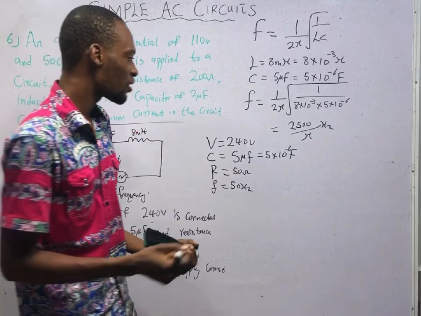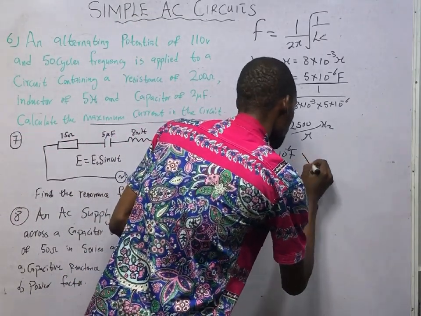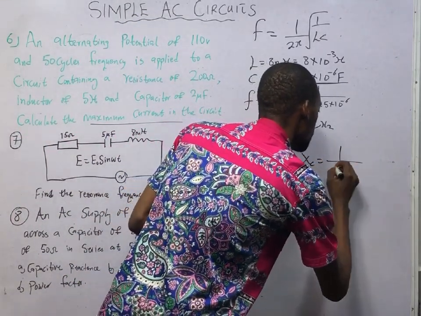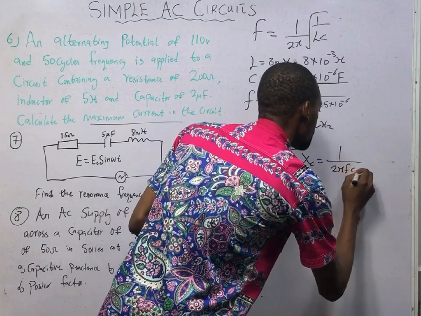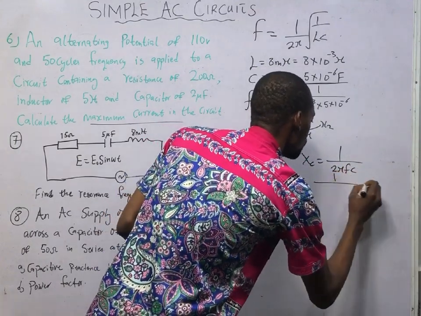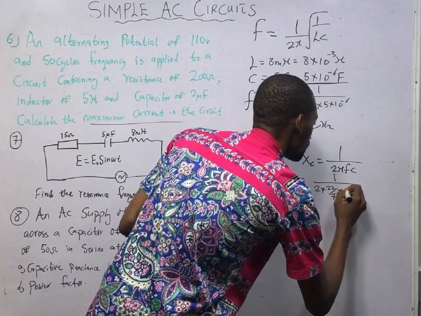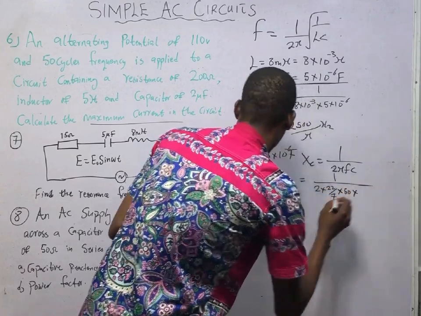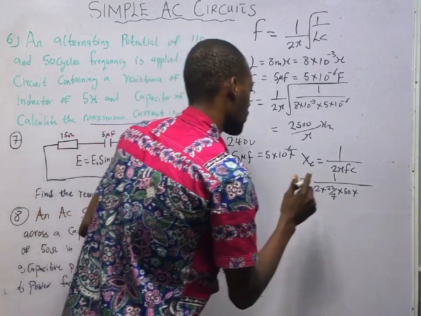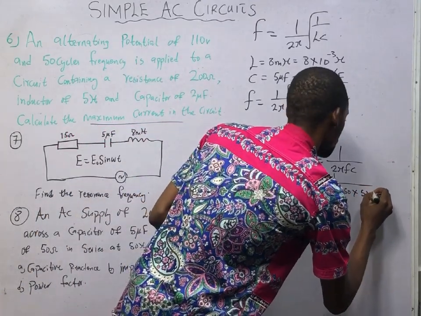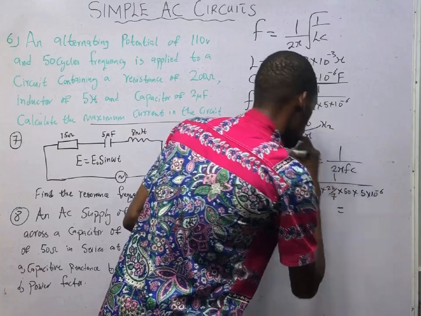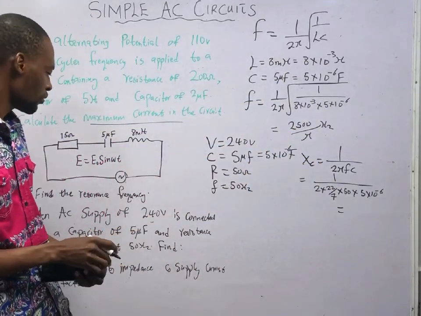The reactance in this circuit, capacitive reactance, is equal to 1 over 2 pi FC. And this is simply 1 over 2 times 22 over 7 times 50 times C, where C is 5 times 10 to the power of minus 6. So we'll drop the value of that soon.